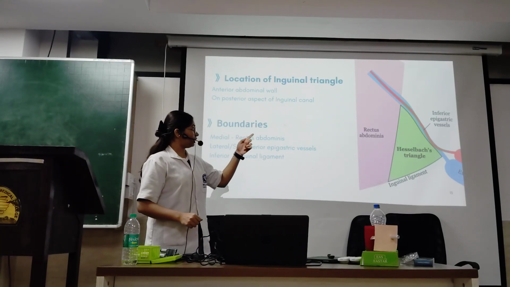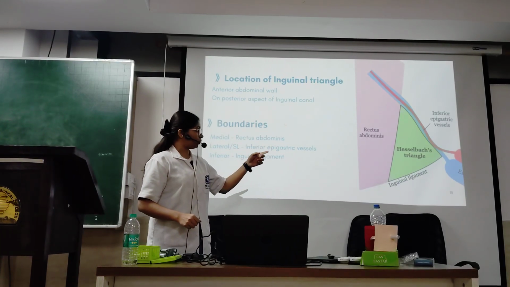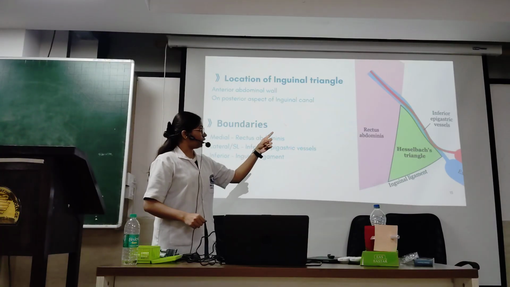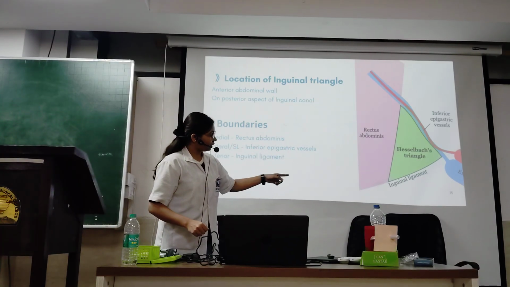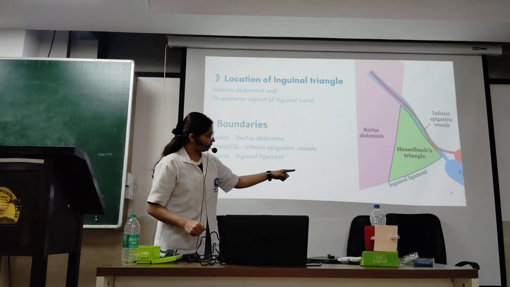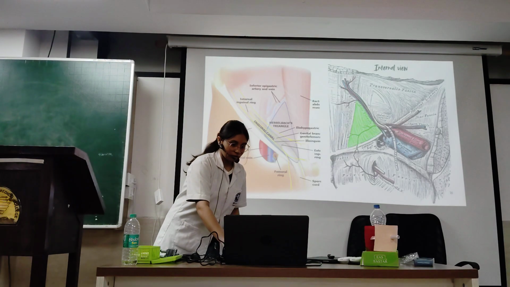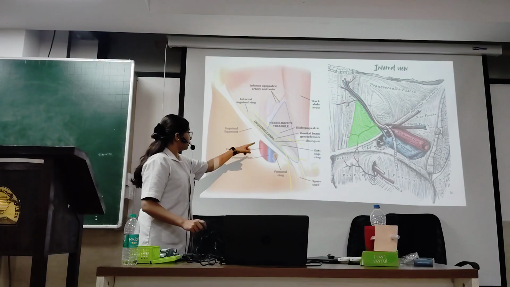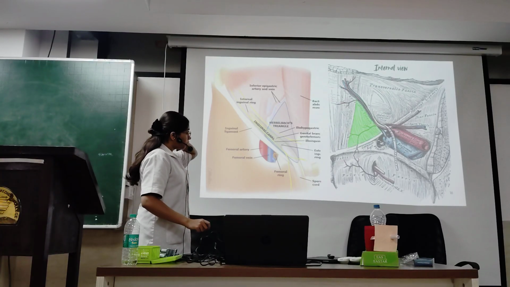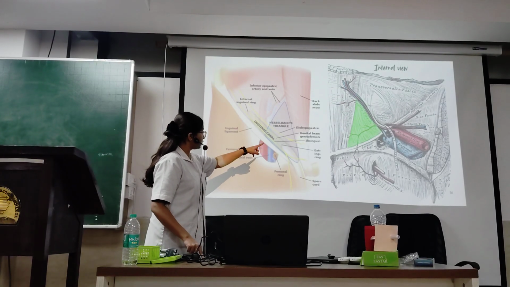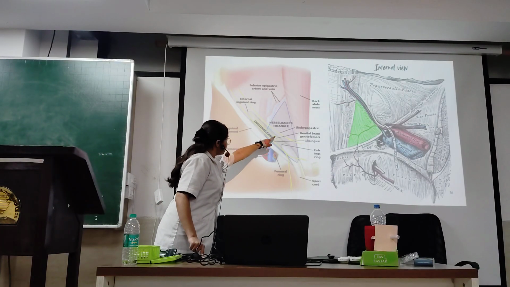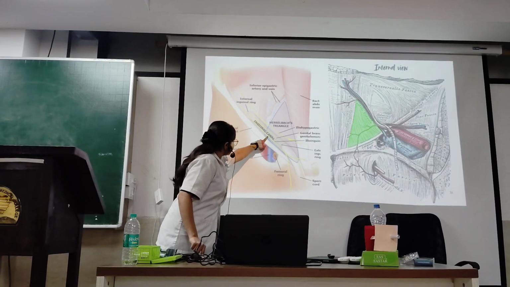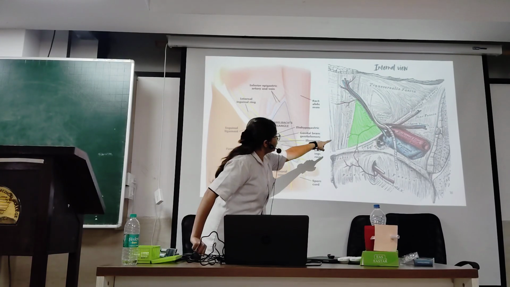Medial boundary is formed by the lateral border of the rectus abdominis. The superior lateral boundary is formed by the inferior epigastric vessels, and the inferior border is formed by the inguinal ligament. As we can see in this diagram, it is the superficial view from the anterior aspect of the anterior abdominal wall. We can see that this Hesselbach's triangle is present on the posterior aspect of the posterior wall, and this is the internal view.